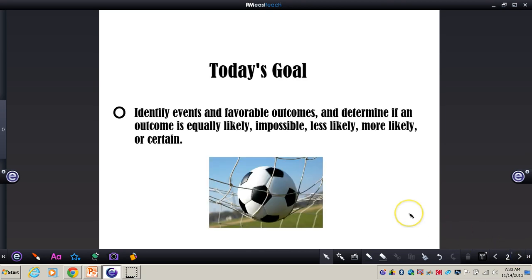Now the goal for today is that we're going to be identifying events and favorable outcomes and determine if an outcome is equally likely. In other words, if they all have equal chance of coming out a certain way. Impossible, in other words, it could never happen. Less likely, more likely, or certain.